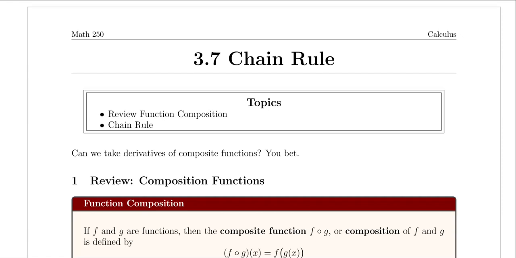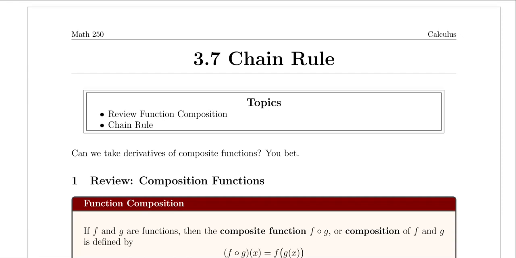In this set of videos, we're going to go ahead and review function compositions and then learn about the chain rule. Now, to recap what we covered so far, we've seen how to take derivatives of polynomials and the natural exponential function, as well as functions that are multiplying and dividing, and even the trigonometric functions. Now, the question is, can we take derivatives of composite functions? Well, you bet. And this is where the chain rule will come into play.